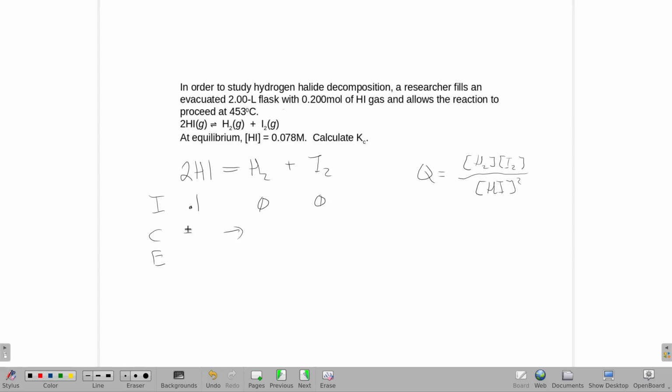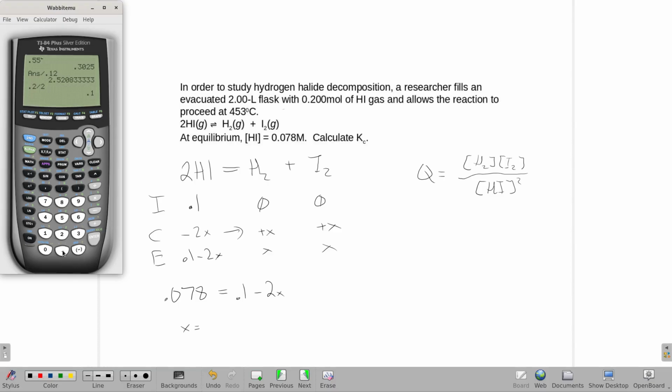Alright, so this must go up, and this must go down by a certain amount. I'm going to put 2 in front of it, so 2x. This must go up by that amount, and so would this. So at equilibrium, this is 0.1 minus 2x, this is x, and this is x. Alright, if you notice, it wants us to calculate the K. It helps us get our x, because it tells us at equilibrium the HI concentration is 0.0778. So that 0.078 is actually equal to 0.1 minus 2x. We're going to use that to solve for our x.